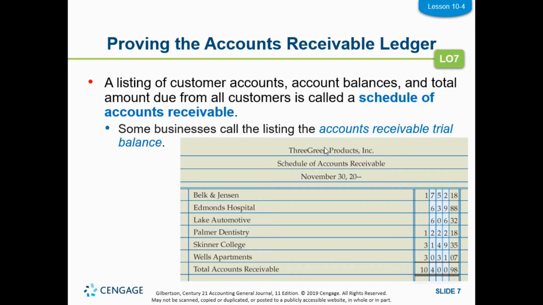Okay, and that would look like this. At the end of every month, you want to prepare this schedule, A, because you want to see who owes you money, but B, you also want to tie it to your balance in accounts receivable. When we go through the MindTap lesson, I'll show you exactly what I mean, because I want to make sure that my schedule, my subsidiary ledger, and the summary of that matches what I have in my accounts receivable account. All we're doing is putting each customer's name, what their balance is, what they owe us at the end of the month.